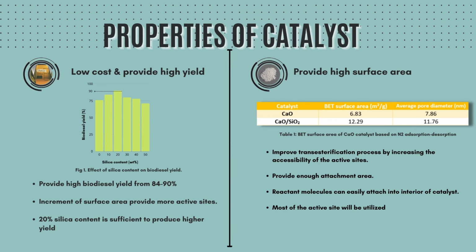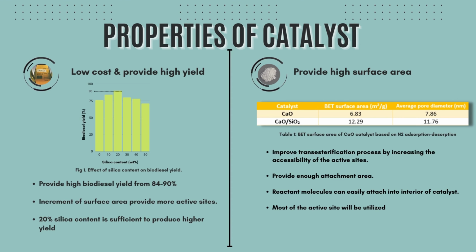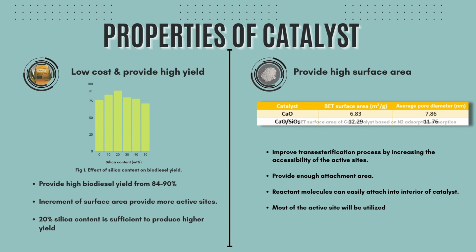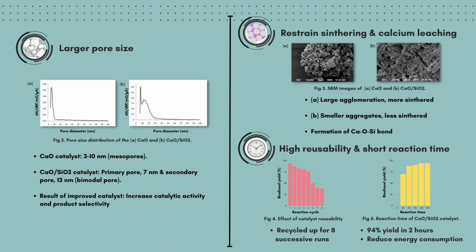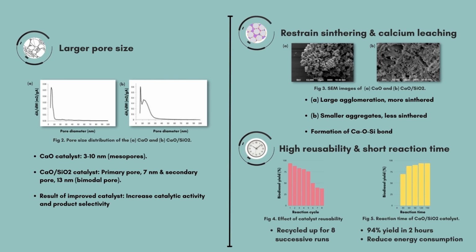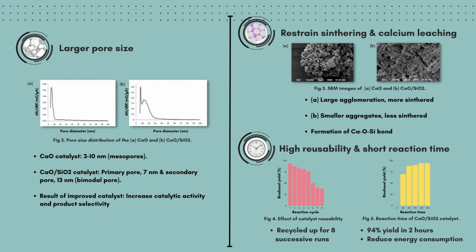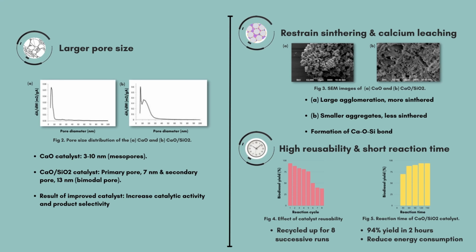Besides, it has a larger average pore diameter, so the reactant molecules can easily attach to catalyst and most of the active site will be utilized. Third, it has large pore size where it has a bimodal pore, so it increases the diffusion rates of reactants on the catalyst surface, product selectivity and catalytic activity. Fourth, it can restrain from sintering and calcium leaching. From the SEM image, supported catalyst has smaller aggregates and less sintered, which means it enhances the surface area for the catalytic activity with a larger area of dispersion.